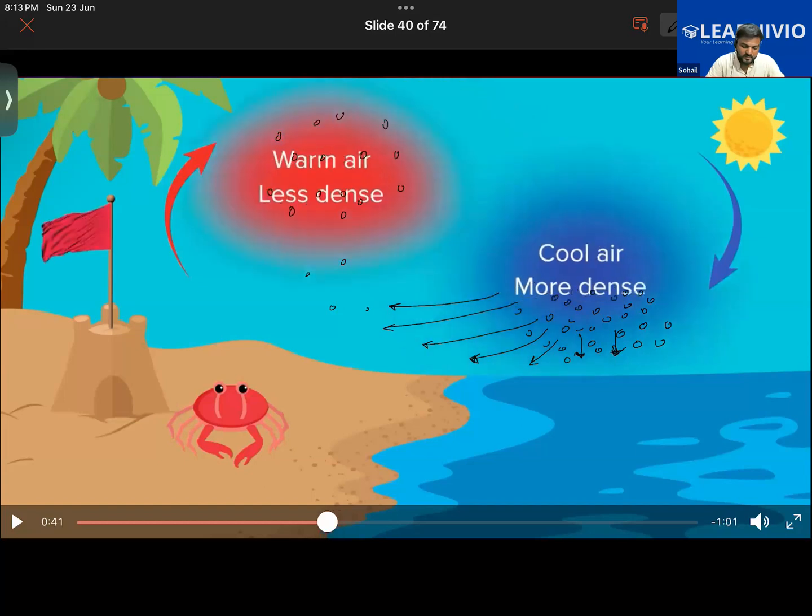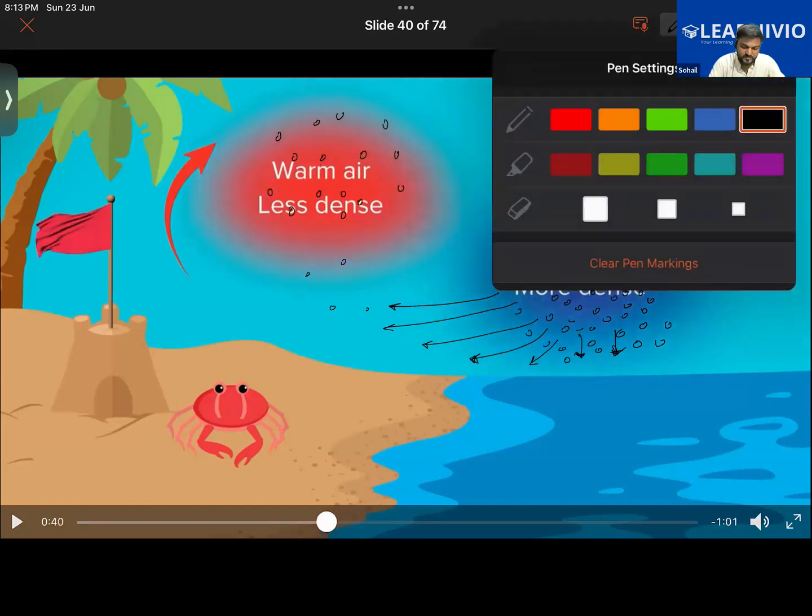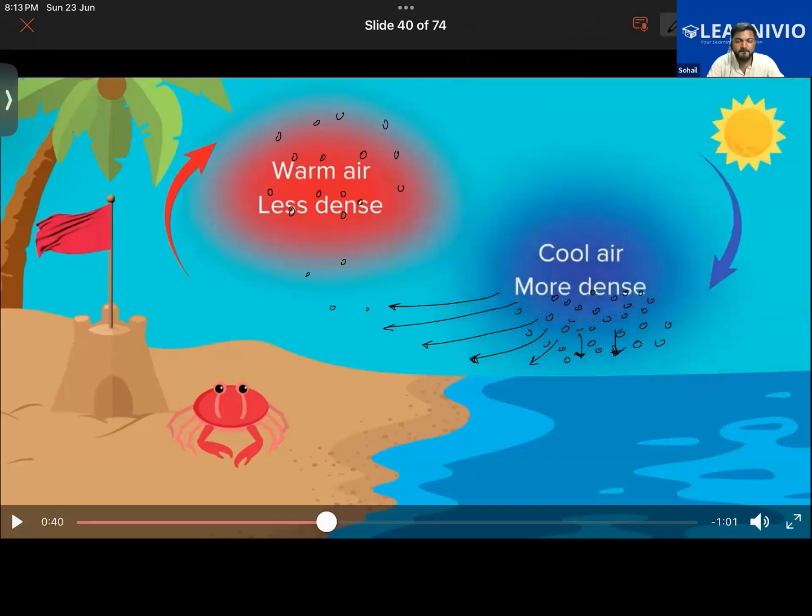Now one more important concept is there. Sir, but one thing I noticed here. Sir, the cool air, which is more dense, is only coming towards the land at night. No, it is coming towards the land during the daytime. Because warmer air from the land side is rising up, thereby creating an empty space. And this cooler air, which is denser, will rush towards the land to occupy this empty space.